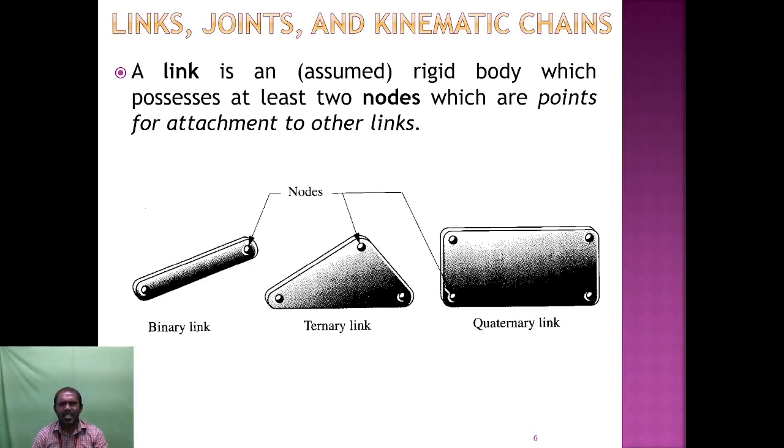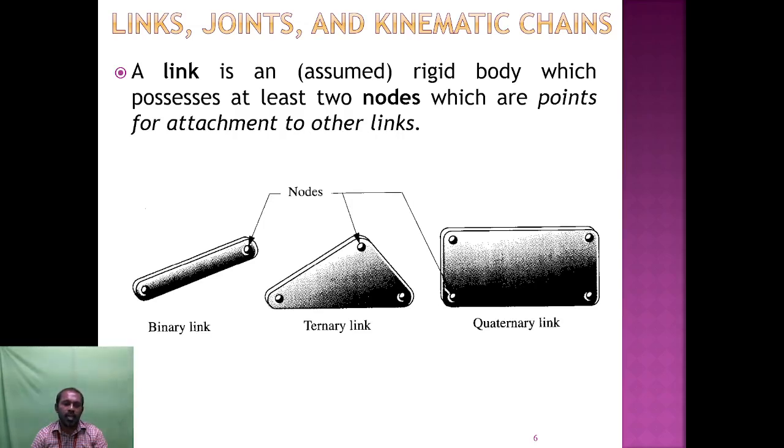So nothing but link is rigid bodies. Simply I say, a link is a rigid body which possesses at least two nodes, which are points of attachment to other links. Here, I have projected the binary link, ternary link, and quaternary link.